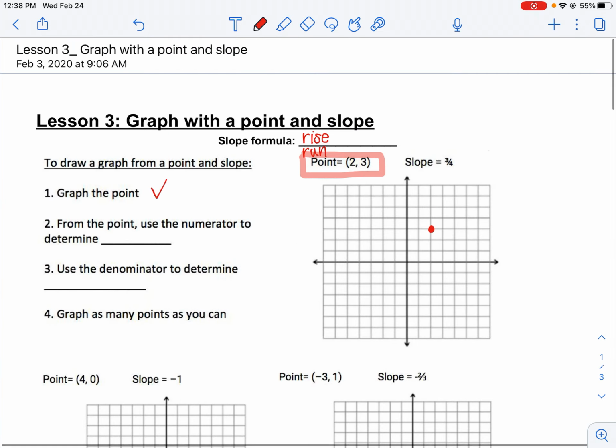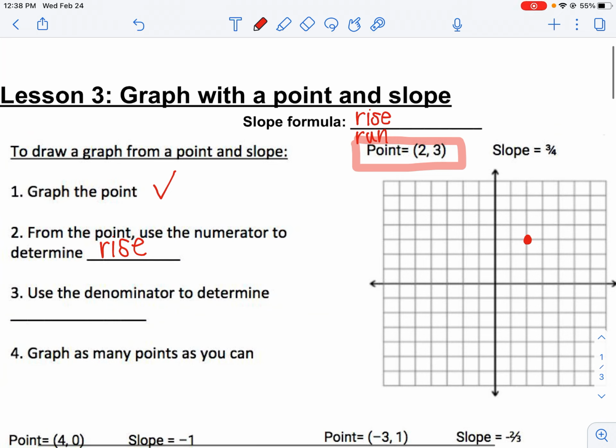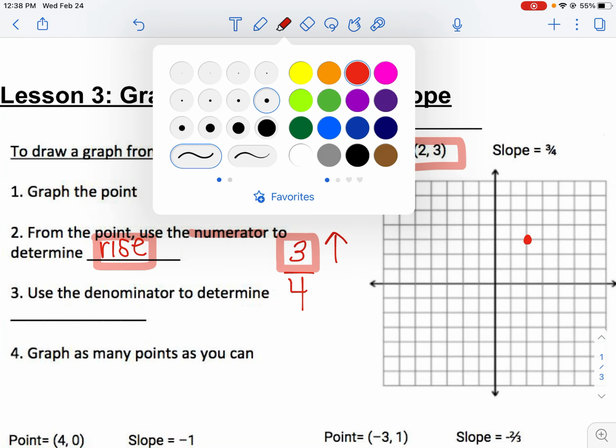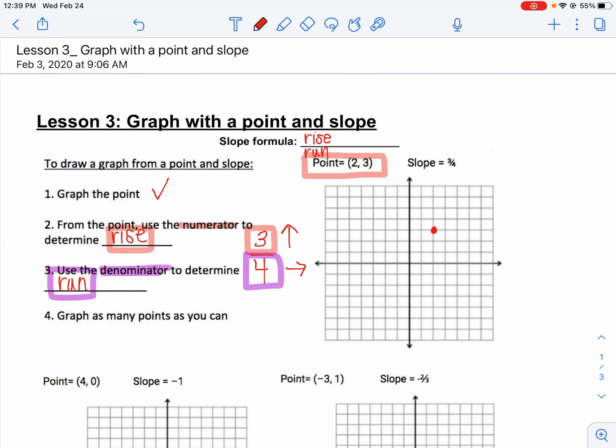Step number 2, from the point, you are going to use the numerator to determine the rise. So let's write our slope off to the side right here. We have a slope of 3 over 4. So we know that the numerator is going to be determined by the rise. So it's a positive 3, so we are going to go up 3. And then we're going to look at the denominator, and the denominator is a 4, and this is our run. So we are going to determine from that positive 4 that we're going to go to the right, because positive numbers go to the right, negative numbers go to the left, same as positive numbers go up and negative numbers go down. So we have done steps 2 and 3.